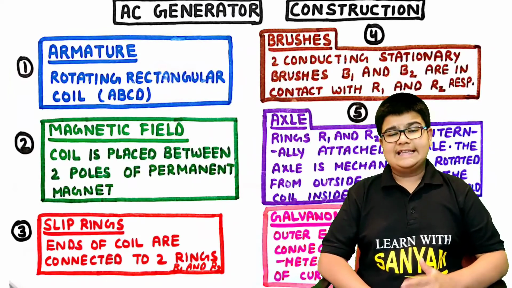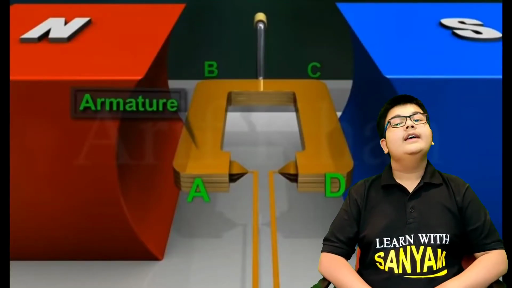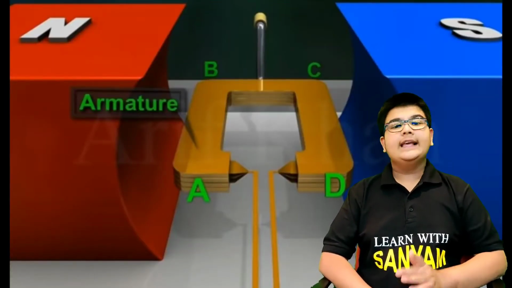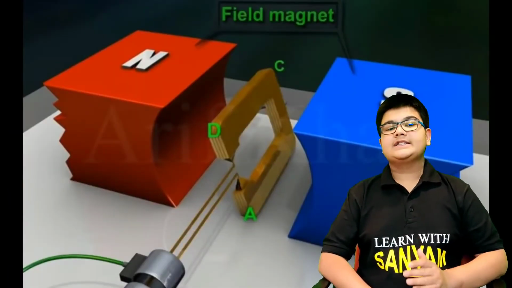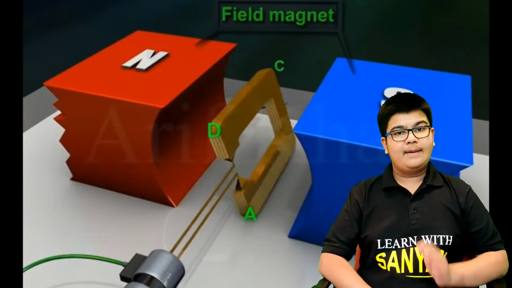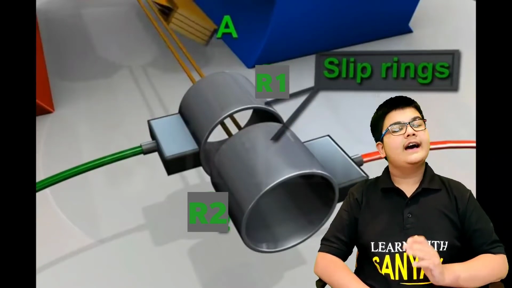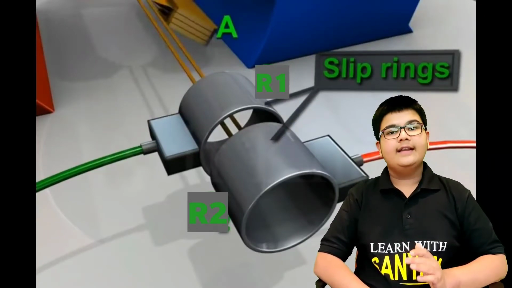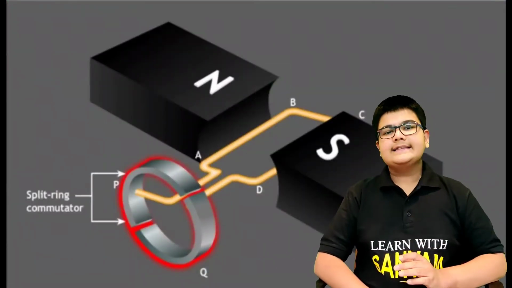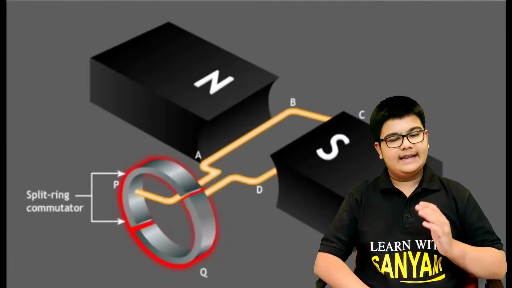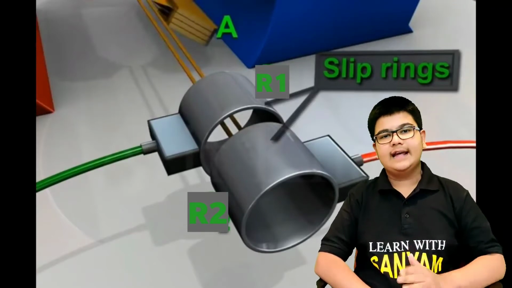Construction. So, an AC generator consists of the following components. First, armature. It is a rotating rectangular coil ABCD. Second, magnetic field. The coil is placed between two poles of a permanent magnet. Third, slip rings. The ends of the coil are connected to two rings R1 and R2. In an electric motor, we saw split rings, which were half rings, but in an AC generator we have slip rings, which are full rings, as you can see in the diagram.